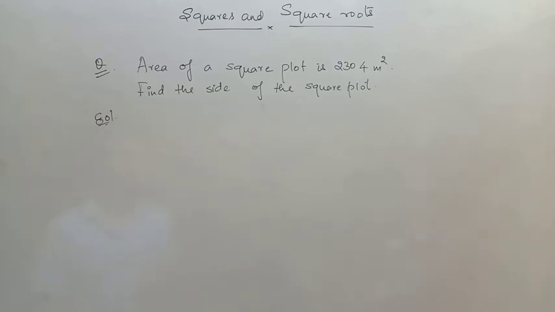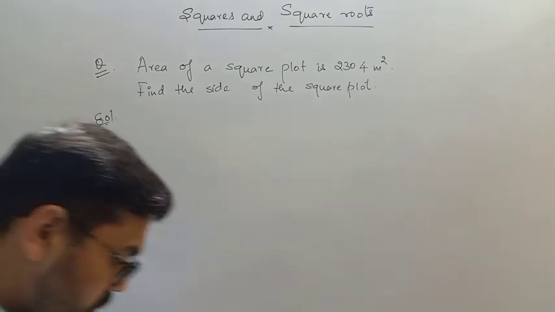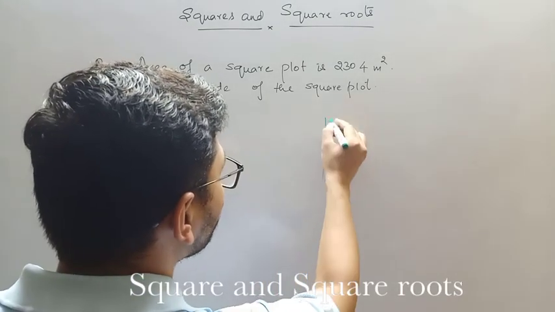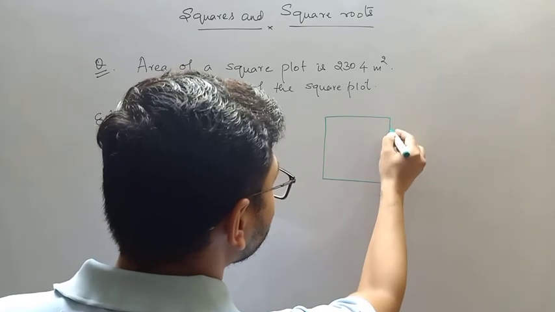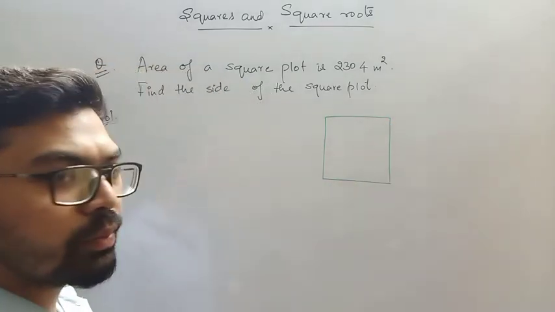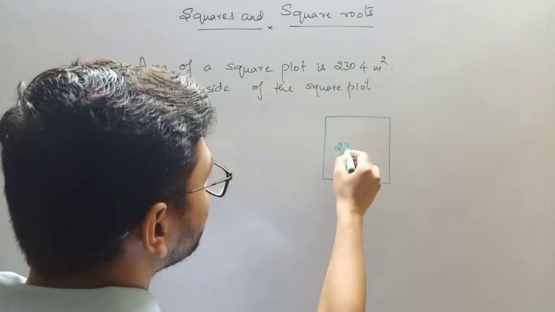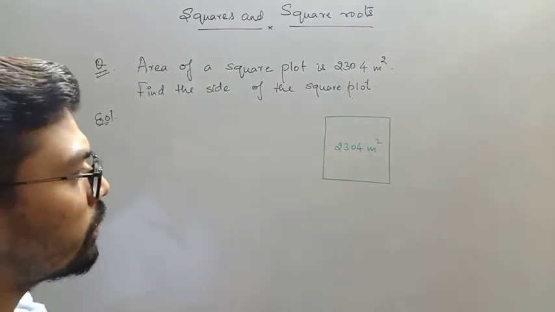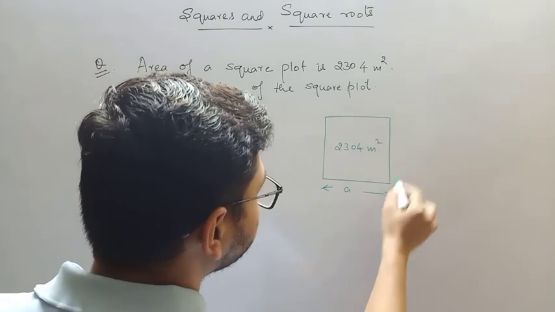Now the next question is, area of a square plot is 2304 meter square. Find the side of the square. So let's say you have a square plot like this. And the area of this square plot is given as 2304 meter square. But you don't know what is the side of this square. Let's say side is A.